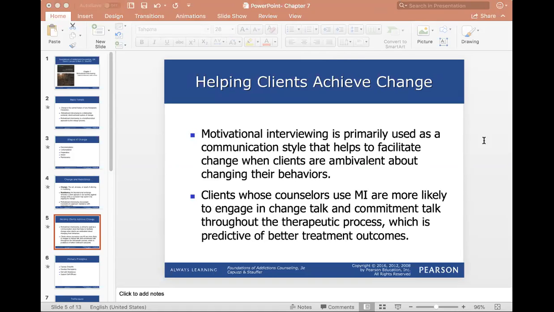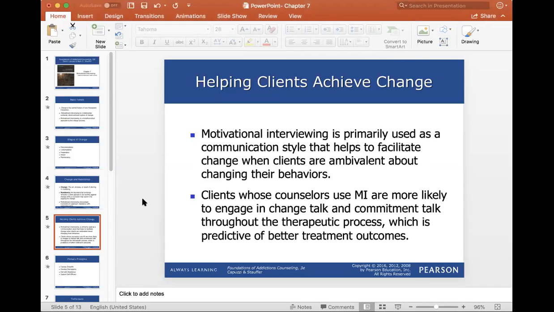So you kind of, like I said, it's those opposite ends of the spectrum. You're really highlighting that contradiction. And you're not judging it though. You're just simply asking, help me make sense of that. Let's explore that together. I'm here with you. Clients whose counselors use MI are more likely to engage in change talk and commitment talk throughout the therapeutic process, which is predictive of better treatment outcomes.